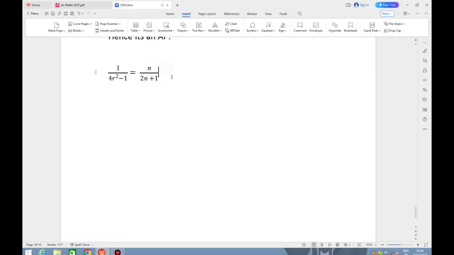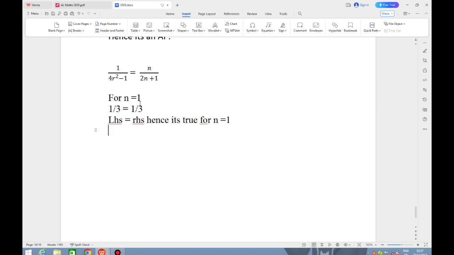So now we start by proving that for n equal to 1, we're going to substitute 1 in the place of r and in the place of n, and ensure that the left hand side is equal to the right hand side. Substituting 1 here, you get 1 all over 4 times 1 is 4 minus 1 is 3, so 1 on 3. Then substituting 1 on the right, you get 1 on 2 times 1 is 2 plus 1 is 3, so 1 on 3. The left hand side is equal to the right hand side, hence it's true for n equal to 1.